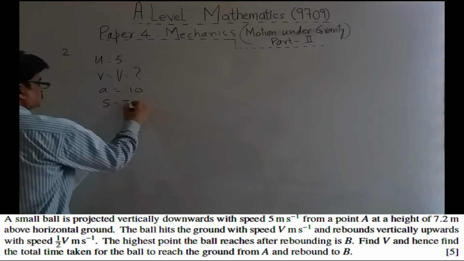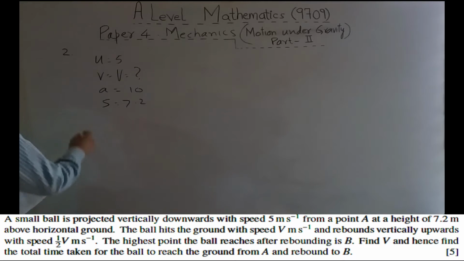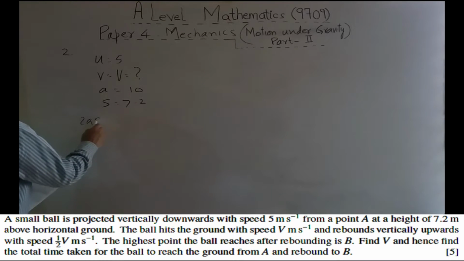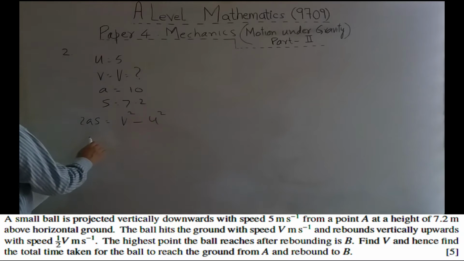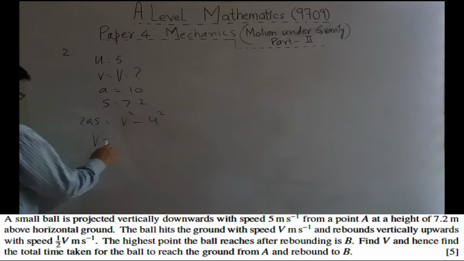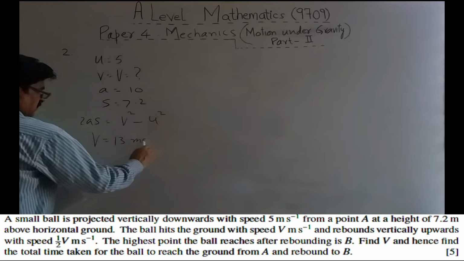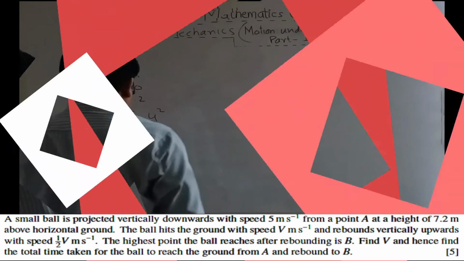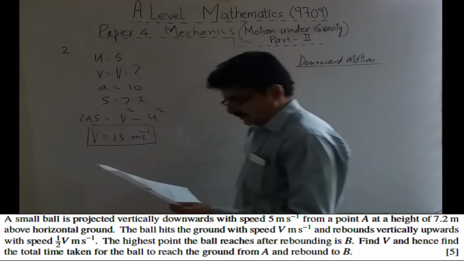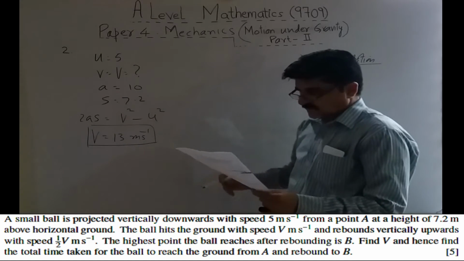is equal to 7.2. Now applying the formula, 2as is equal to v square minus u square. Put in the values. From here you will get the value of v to be 13. This is the answer to the first part. Second part, yes. Now read the question.